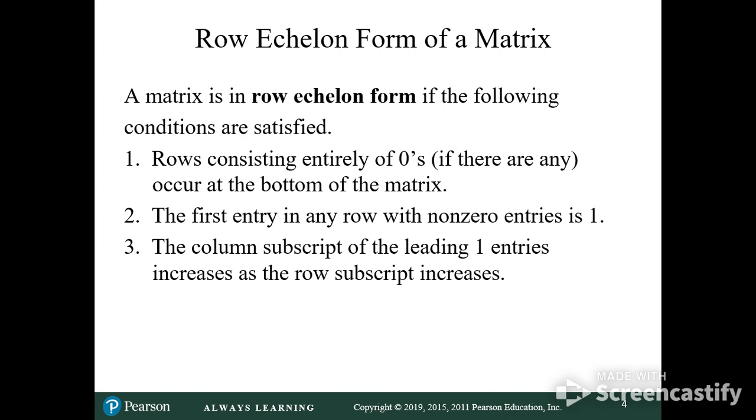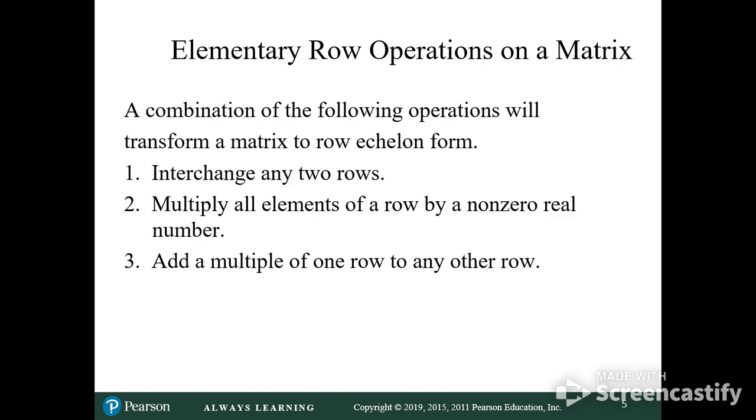A matrix is in row echelon form if the following conditions are satisfied. Rows consisting entirely of zeros occur at the bottom of the matrix. The first entry of each row should be a 1. Then the column subscript of the leading 1 entries increases as the row subscript increases.